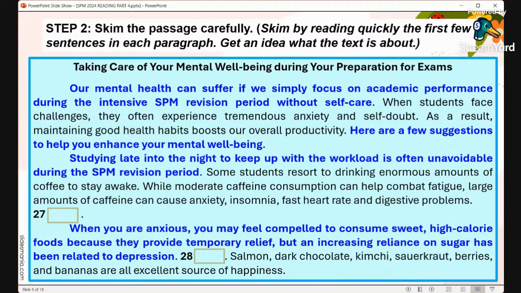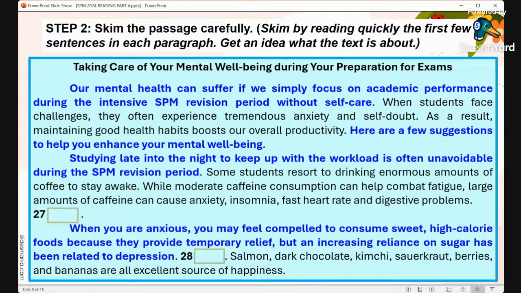So in paragraph 3, I only wanted to understand that when we are stressed, we tend to eat something sweet, because sweet gives us certain kinds of hormones that make us feel happy for a while. But at the same time, if you eat too much, it will relate to depression and we might get depressed. So you get an idea.